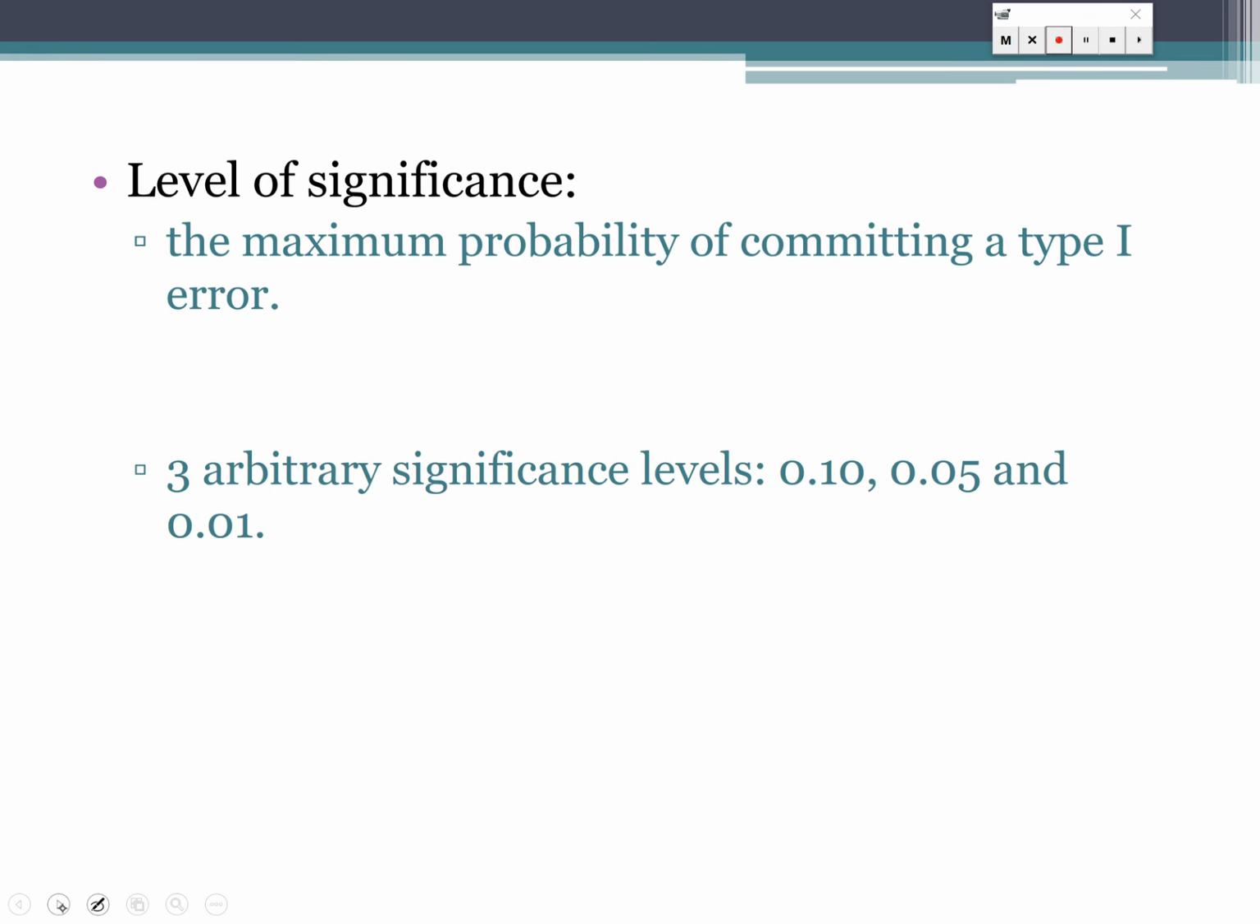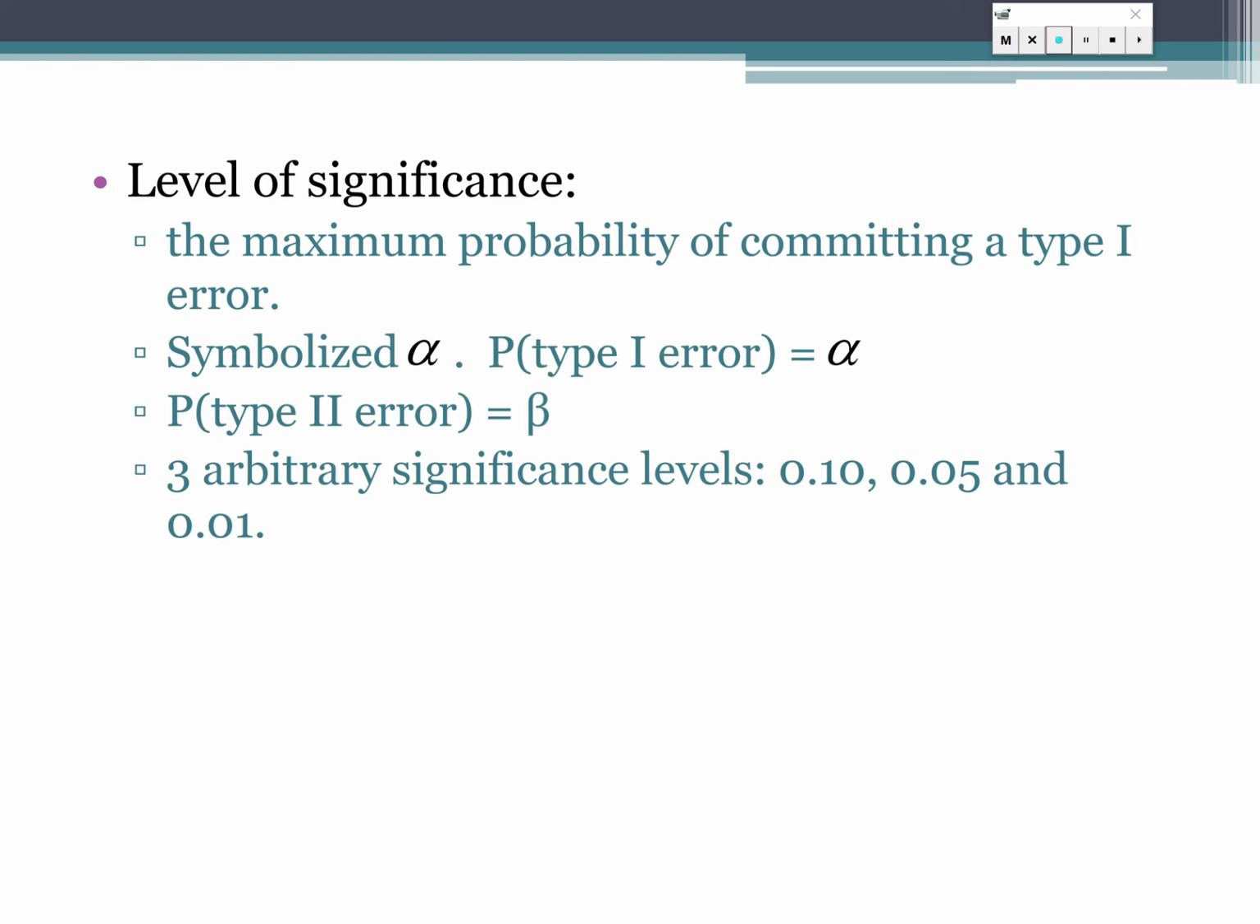Your level of significance, that's your probability that you're going to actually commit a type 1 error, so that you end up rejecting the null hypothesis and it's actually true. So what's the maximum probability, or percent if you will, chance that you are going to commit that type 1 error, that you're going to reject the null hypothesis and it's actually true. And we already alluded to this. We symbolize that level of significance as alpha.